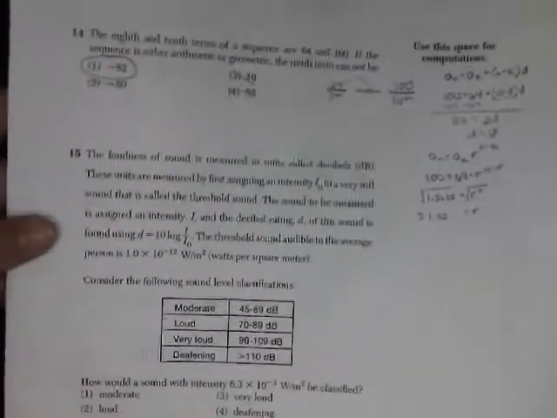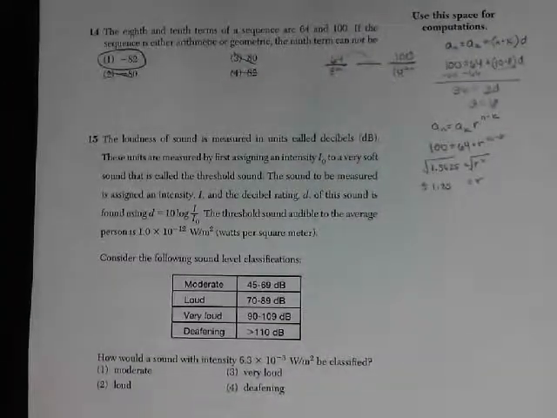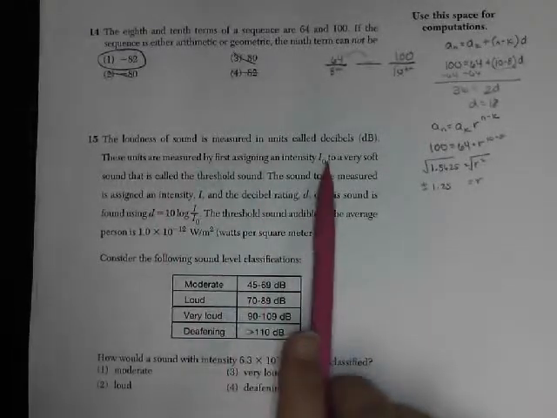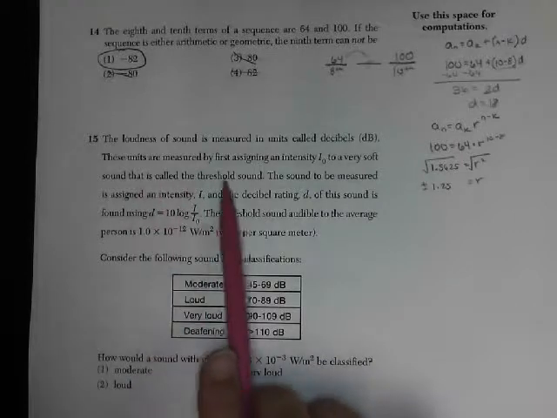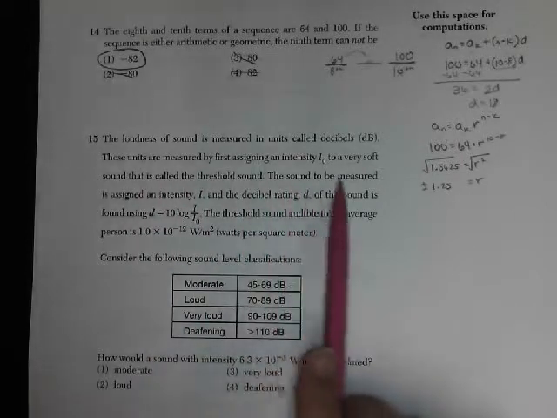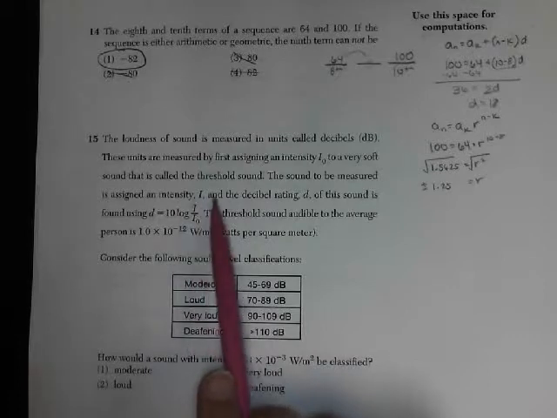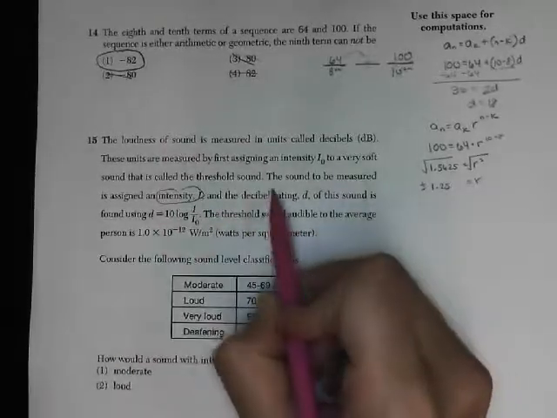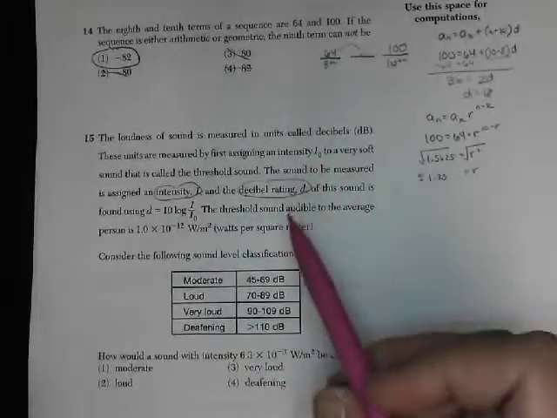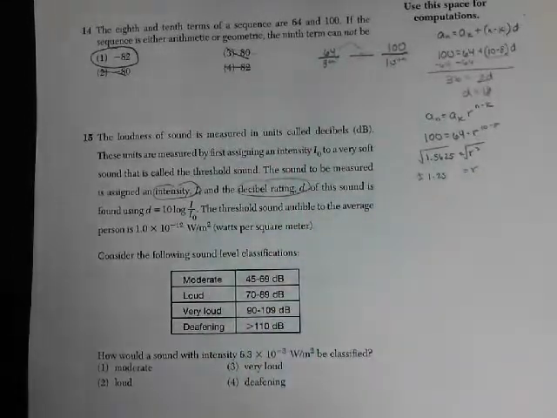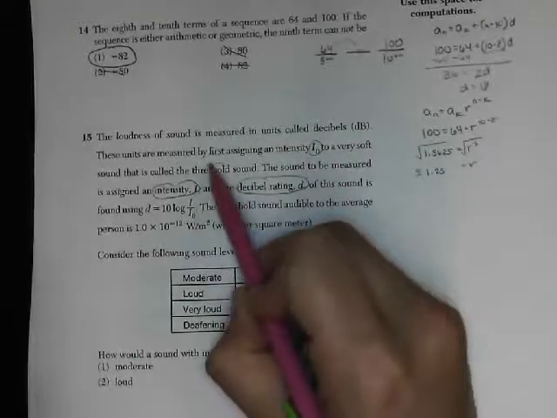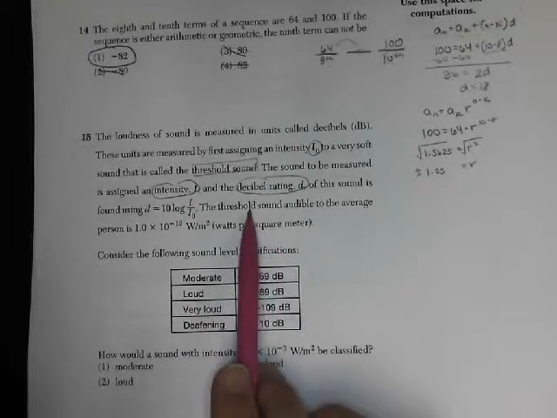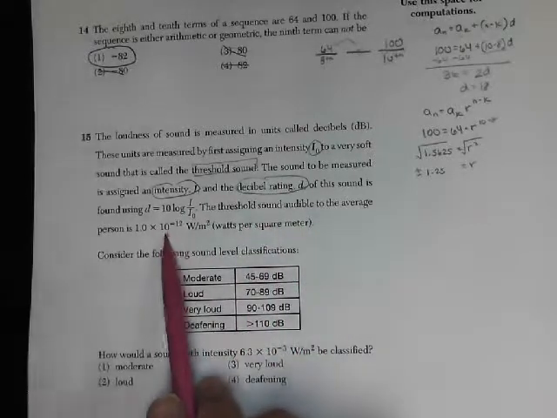Okay, 15 gives us the loudness of sound measured in units called decibels. These units are measured by first assigning an intensity to a very soft sound that is called the threshold sound. The sound to be measured is assigned an intensity, and the decibel rating D, so intensity is I, decibel rating is D, the threshold sound is I sub 0, and then we obviously have an equation. The threshold sound audible to the average person is this.